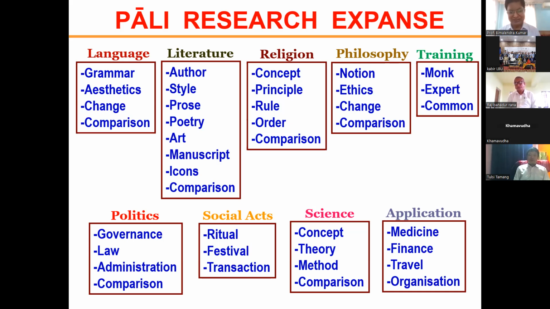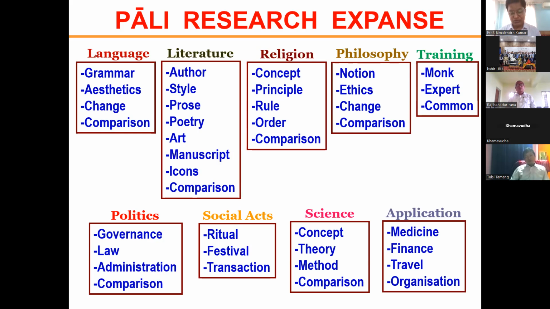So how can research be conducted related with these? Suppose there is a text, Saddhammappakasini. Who is the author? What is the style of the Pali writing? Whether it is prose or poetry, whether there is a matter related with art and aesthetics, and whether there are manuscripts which are not in print form.